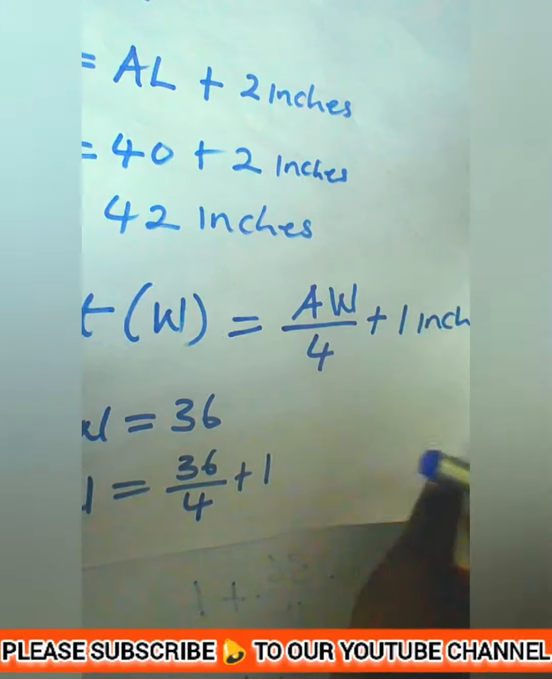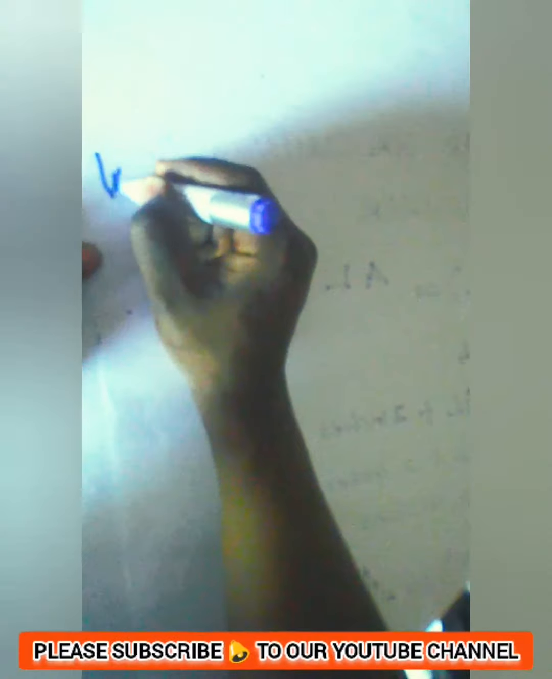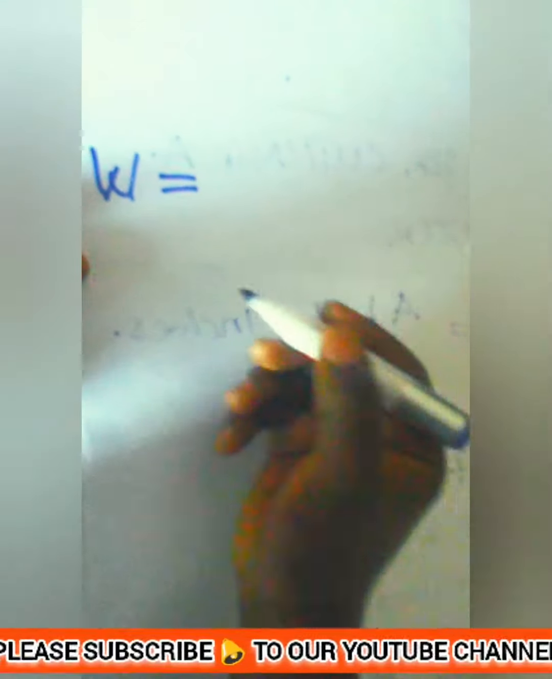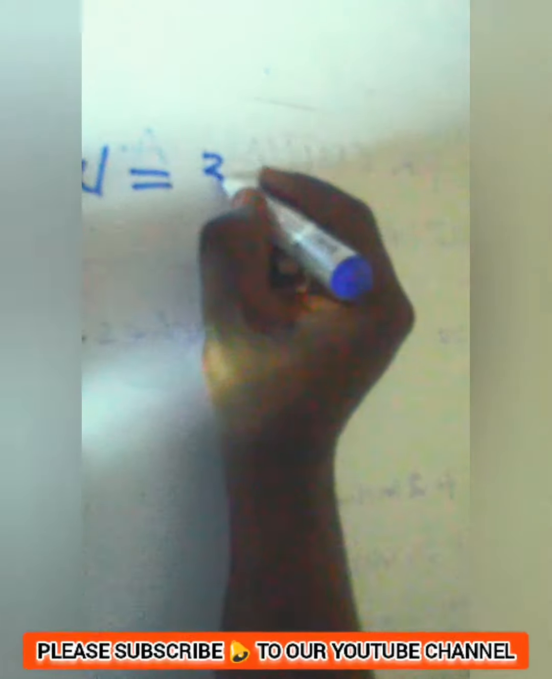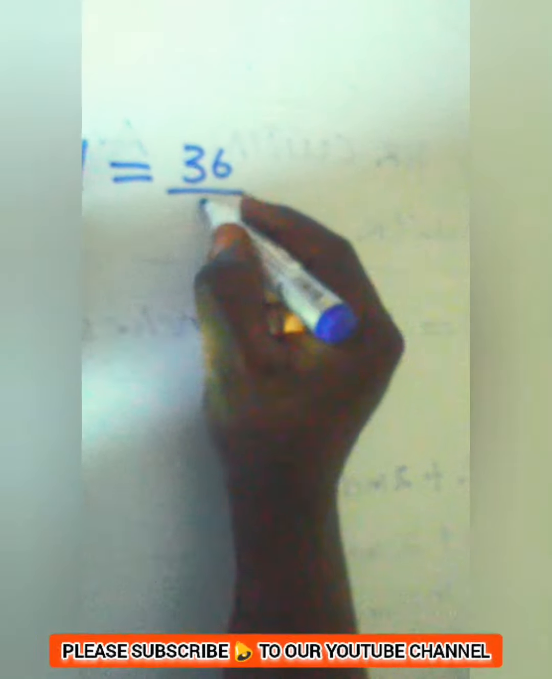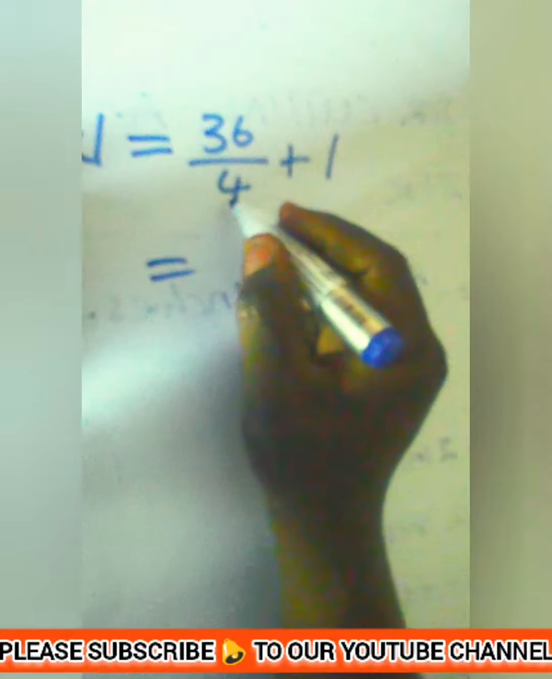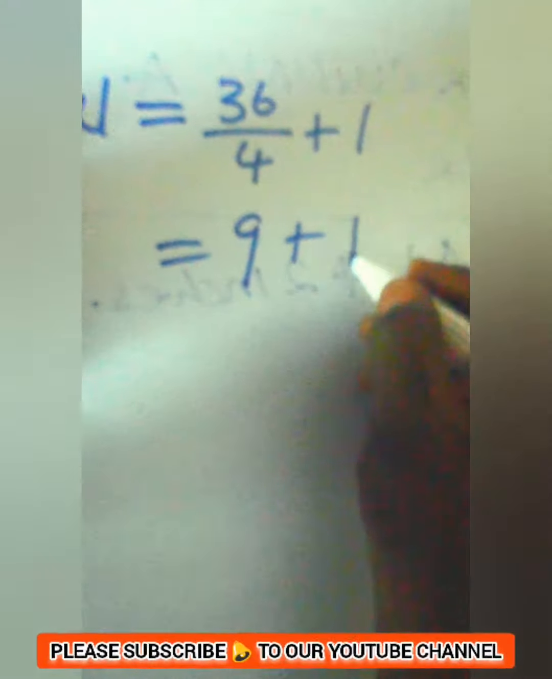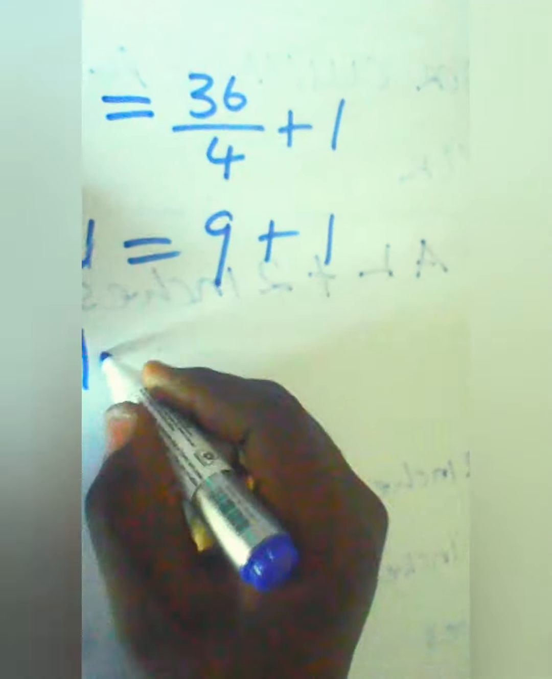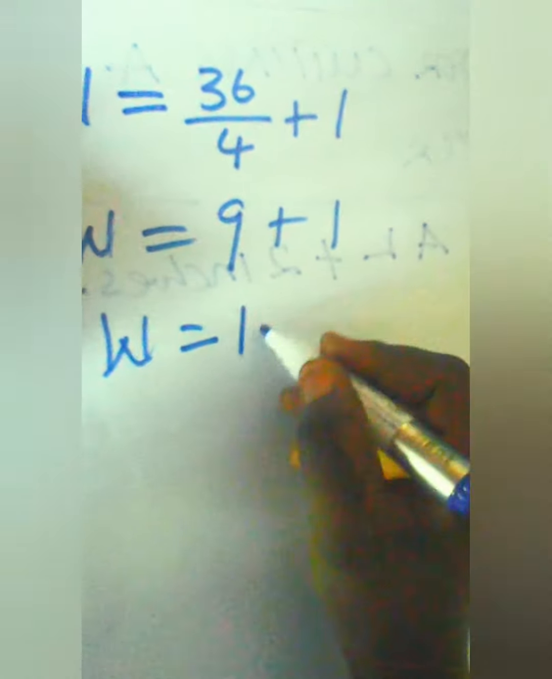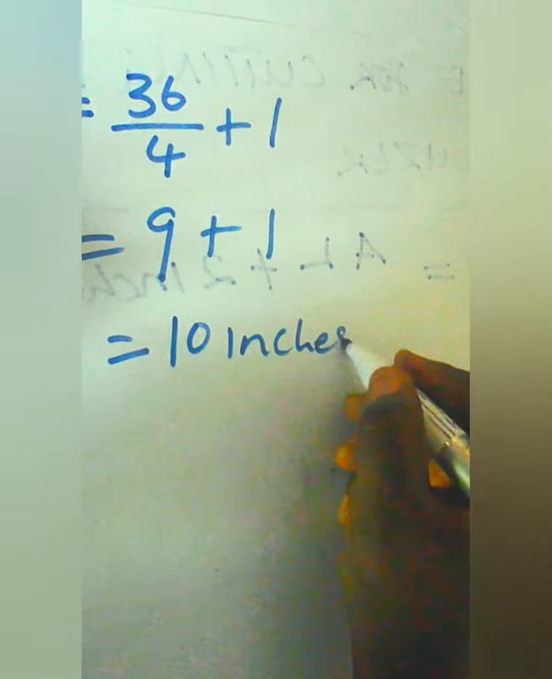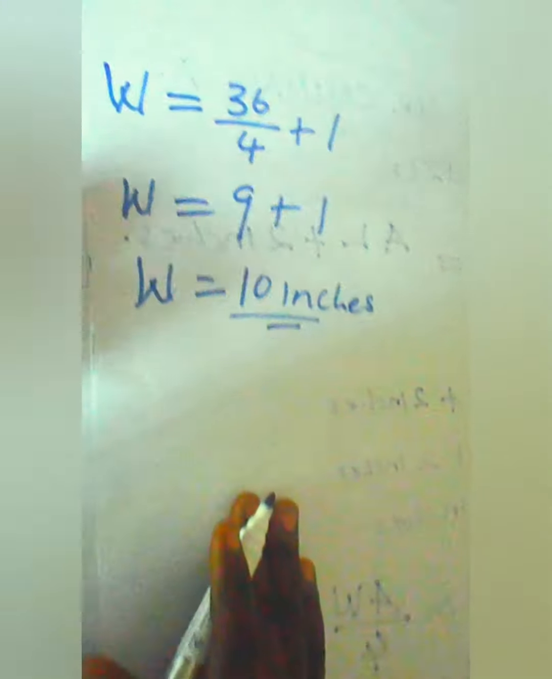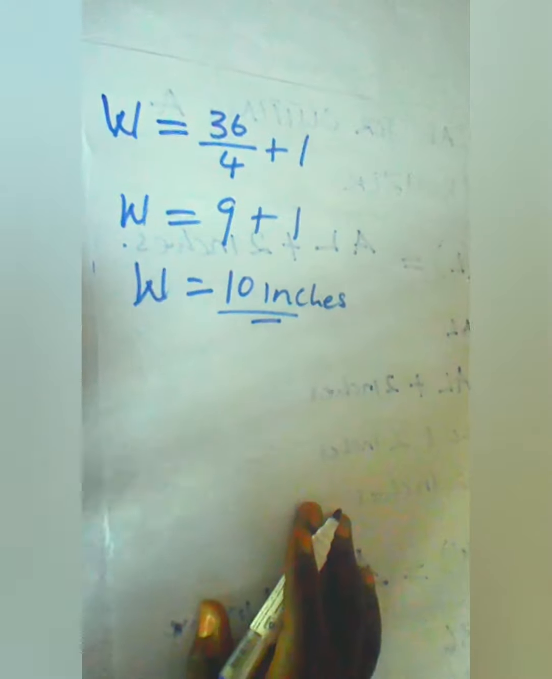Please, let's turn the paper over so that we'll continue from where we stopped. Therefore, we'll now have waist equals 36 divided by 4 plus 1, as I've said before. 36 divided by 4 is 9, plus 1. So our waist will be 10 inches. This is the waist we are going to use when cutting the trouser for this particular client.